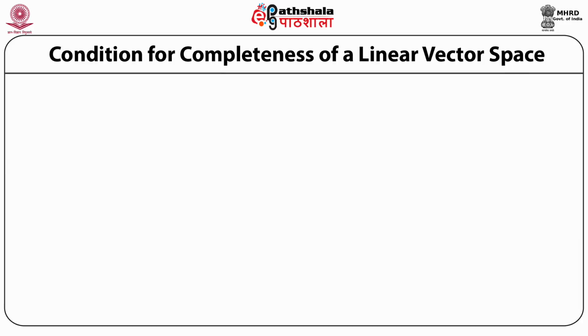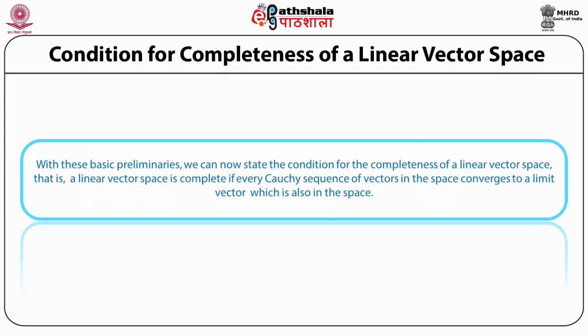Now we come on to the condition for the completeness of a linear vector space. With the basic preliminaries that we have defined earlier on, we are now in a position to state the condition for the completeness of a linear vector space: a linear vector space is complete if every Cauchy sequence of vectors in the space converges to a limit vector which is also in the space.